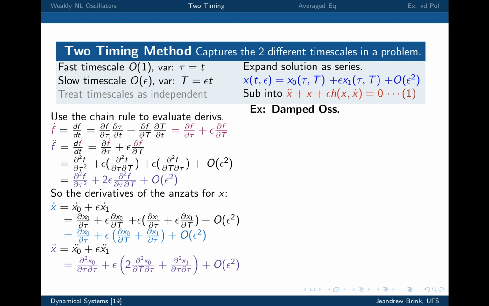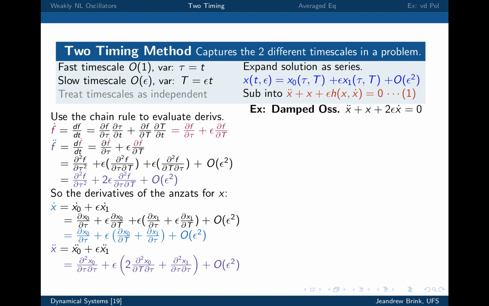Okay, so let's do it in our example. Remember, we had that nice example that we had the exact analytic answer for, and we used it to show that our regular perturbation theory was only getting the right answer for a reasonably short amount of time. Let's use this method now on the damped oscillator.